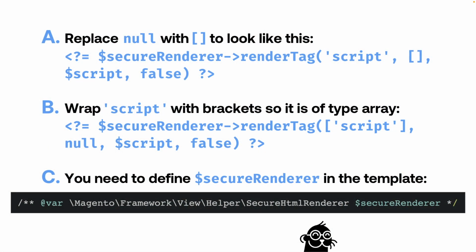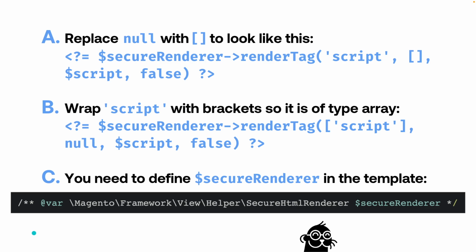Let's take a look at these answers here. All right, so our first one would be to replace null with array brackets to look like this, SecureRenderer. We're going to swap that out. Or, wrap script with brackets so it is of type array, or you need to define SecureRenderer in the template.